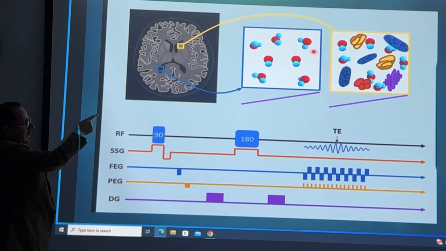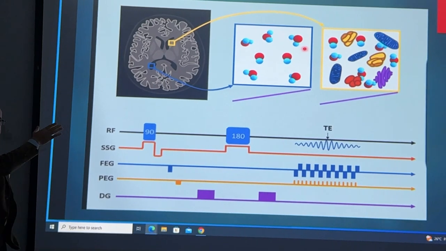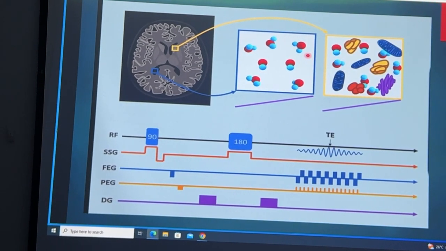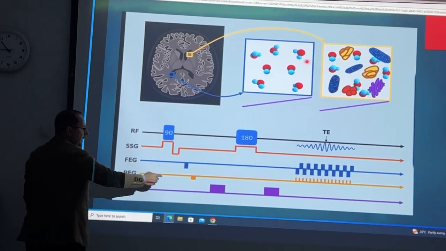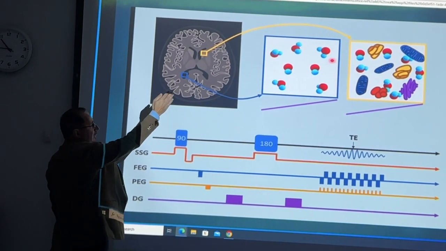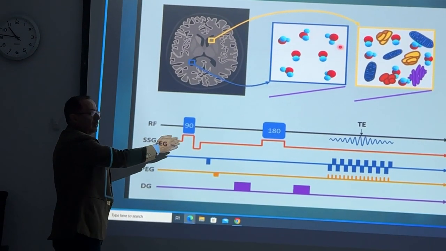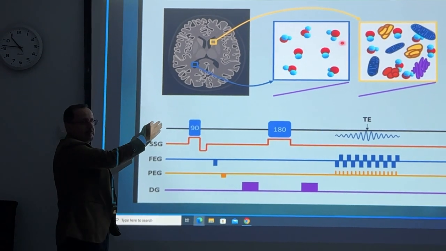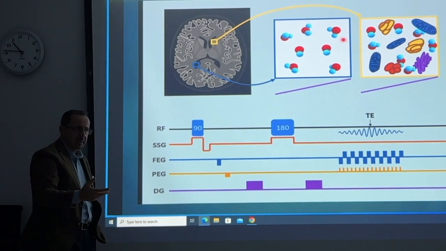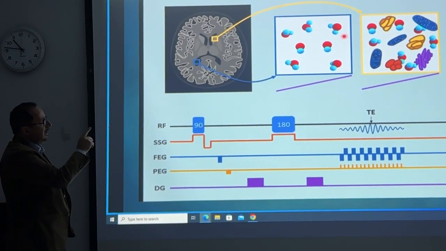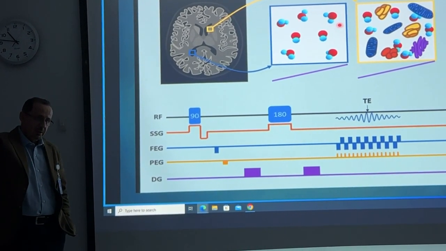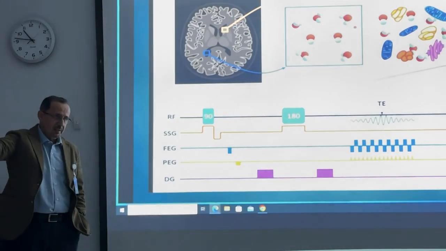The freely mobile protons or molecules continuously are moving. Okay? So the first gradient will produce dephasing, which means the part which is adjacent to the gradient will move faster, the part which is away from the gradient will move slower. So we are making inhomogeneity and dephasing. Okay? Then we apply the 180. The 180 will work as a rephasing component, a strong rephasing component.